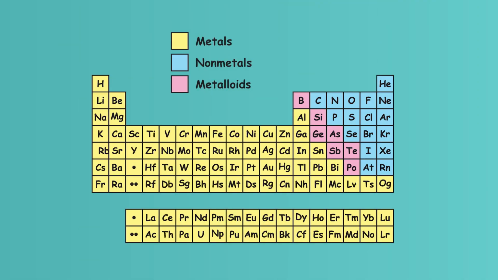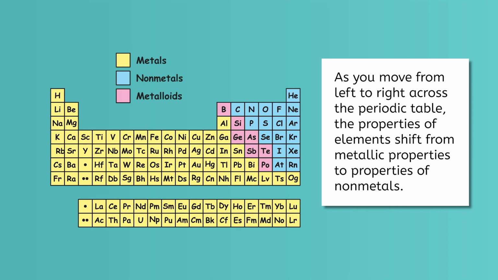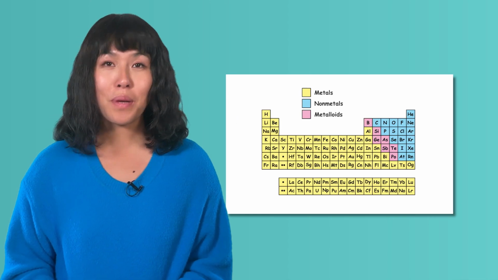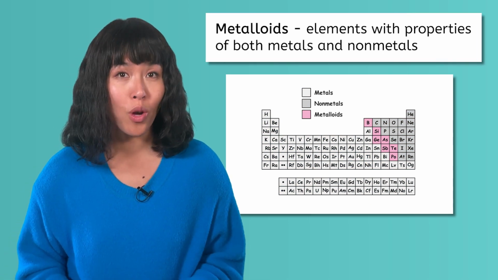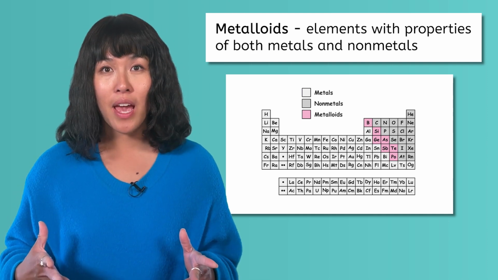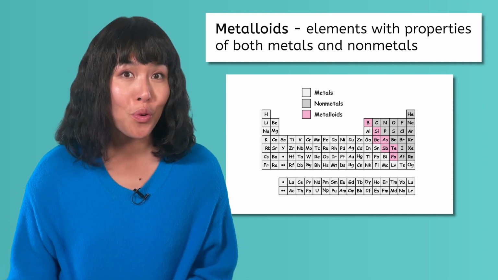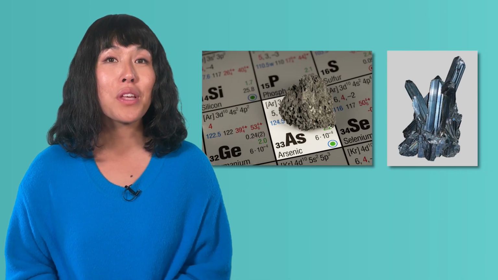There are many different ways that you can break up the periodic table. It's often broken up into metals, nonmetals, and metalloids. As you move from left to right across the periodic table, there is a gradual shift from metallic properties to the properties of nonmetals. Looking carefully at the periodic table, you will notice a section of elements colored pink and labeled metalloids. These elements share properties of both metals and nonmetals and form almost a bridge between the two very different types of elements. Arsenic and antimony are examples of metalloids.